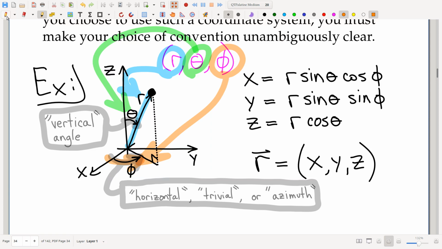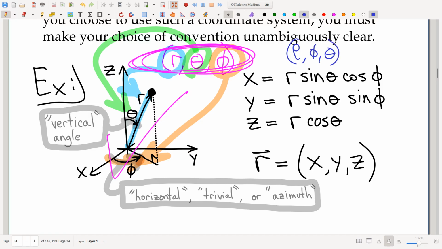But with that established, if you just write down r theta phi like this, that's understood. That means that you're doing this, and you go about your solution. Alternatively, of course, you may also indicate rho phi theta. This is again unambiguously clear: distance coordinate, vertical angle, horizontal angle. And that's the book's convention. This is also pretty common. Okay, so heads up about that.